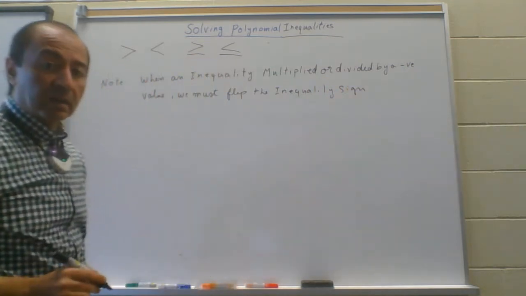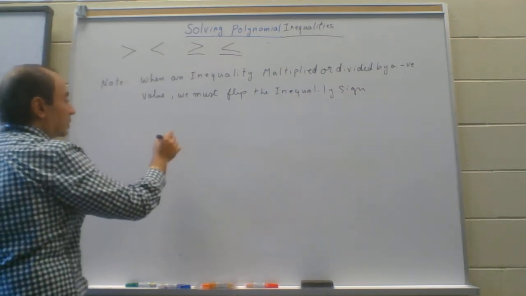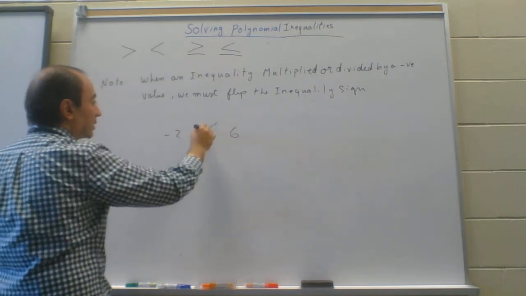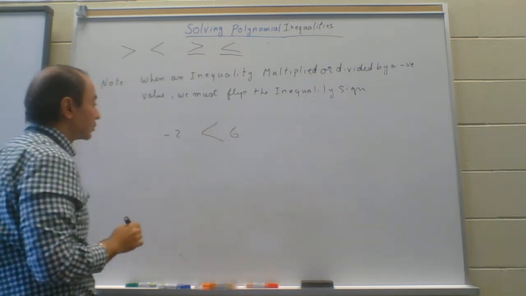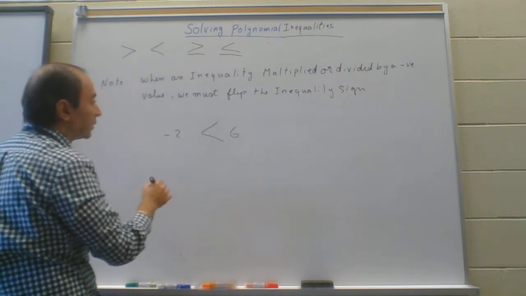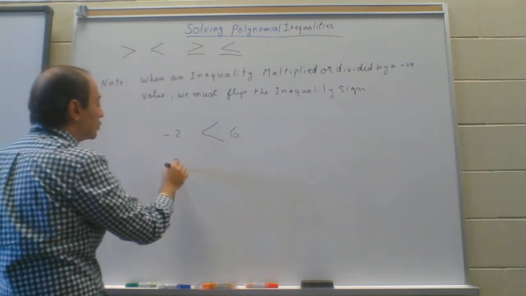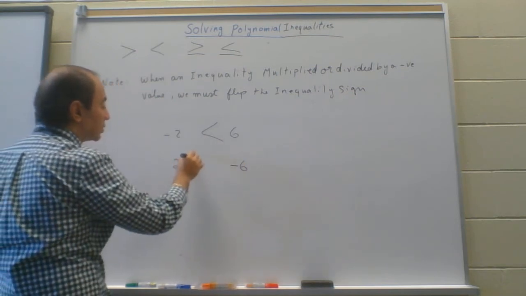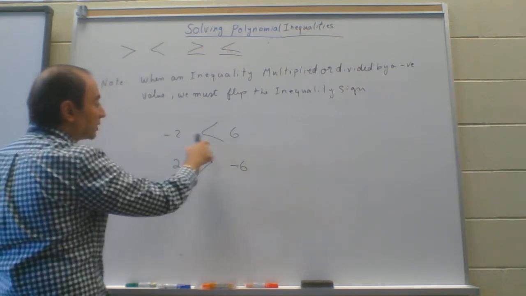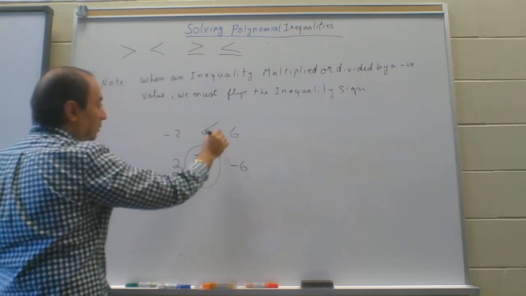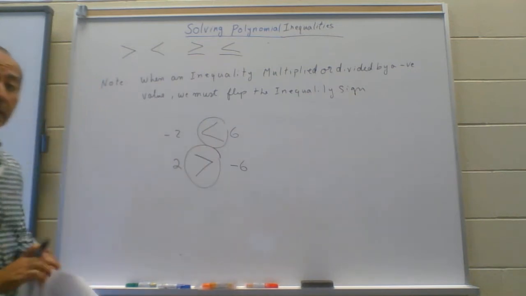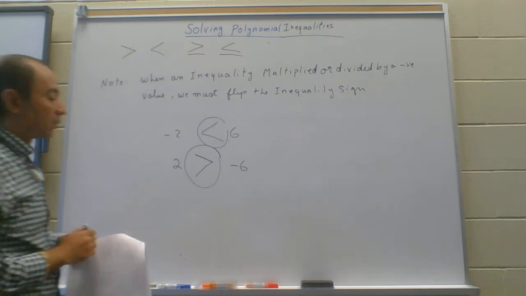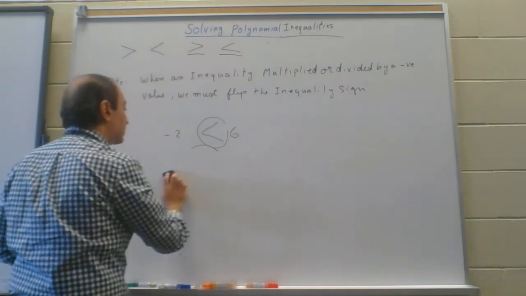I'll explain this quickly. If we talk about negative 2 and 6, which one is bigger? I think 6 is greater than negative 2. If we multiply this by negative 1 or divide by negative 1, we're going to get 2 here, and we're going to get negative 6 here. So which one is bigger is the 2. So when we multiply and divide by a negative number, we have to flip the inequality sign. So the greater than becomes less than and vice versa. Okay, this is just an important note. Put that in your mind.